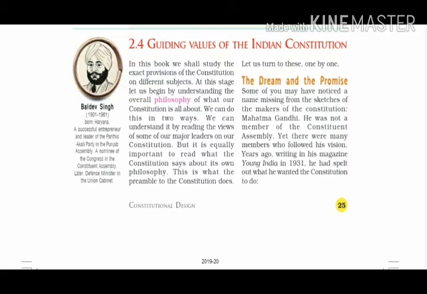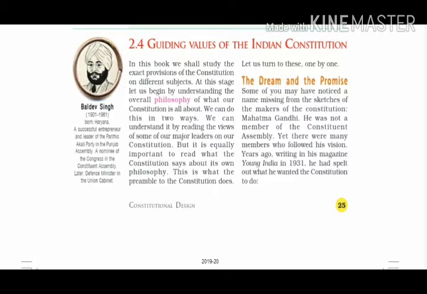Guiding values of the Indian Constitution. First, understand the overall philosophy of what our Constitution is all about. Read the views of some of the major leaders on our Constitution and read what the Constitution says about its own philosophy. This is what the preamble to the Constitution does.